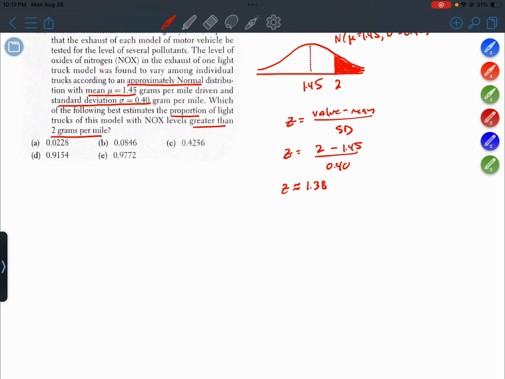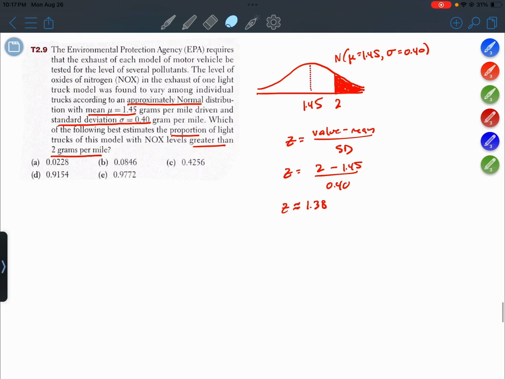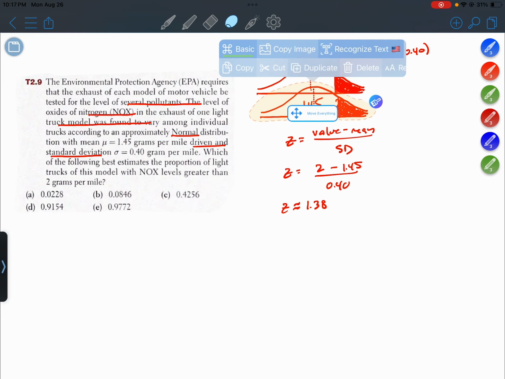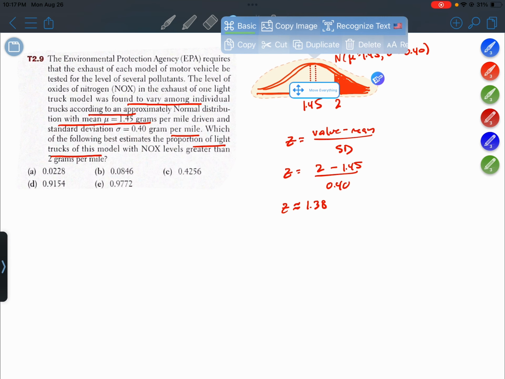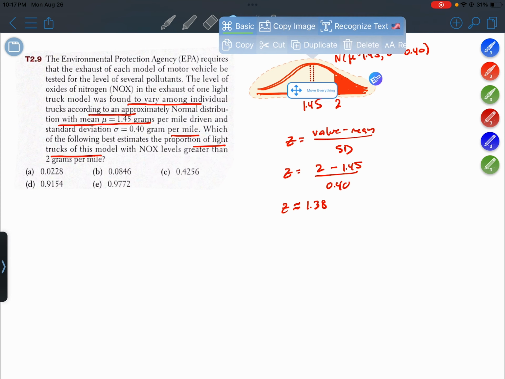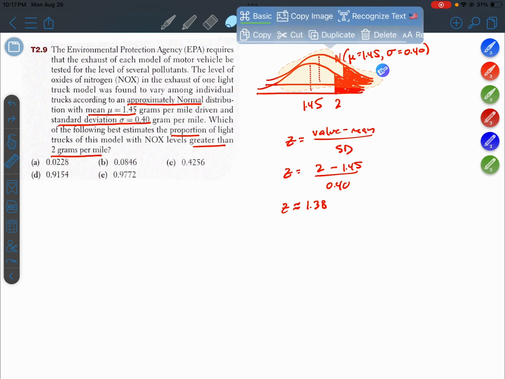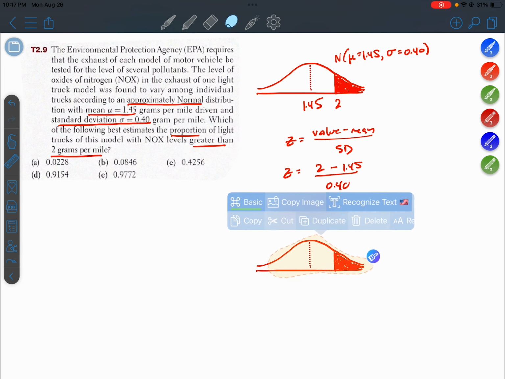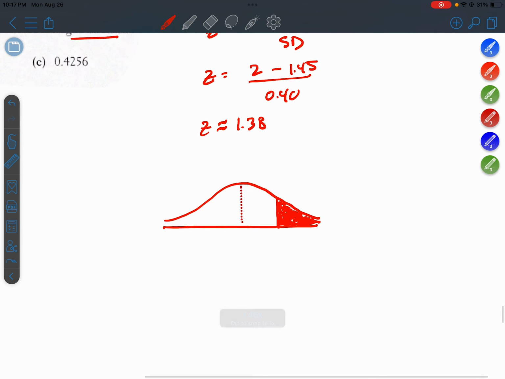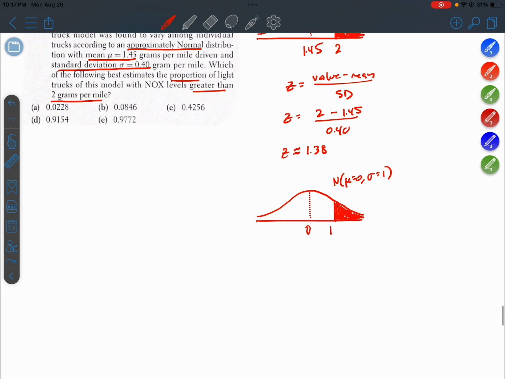Let's go ahead and draw the standardized distribution now. I'm just going to copy this. Nope, didn't want to move everything. Undo that. Let's try that again. Duplicate. So now this is standardized, meaning that it has a mean of 0 and a standard deviation of 1. And then our z-score is 1.38.